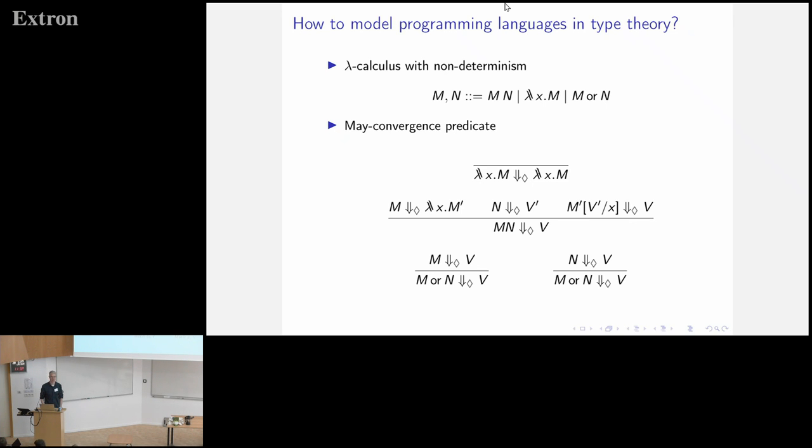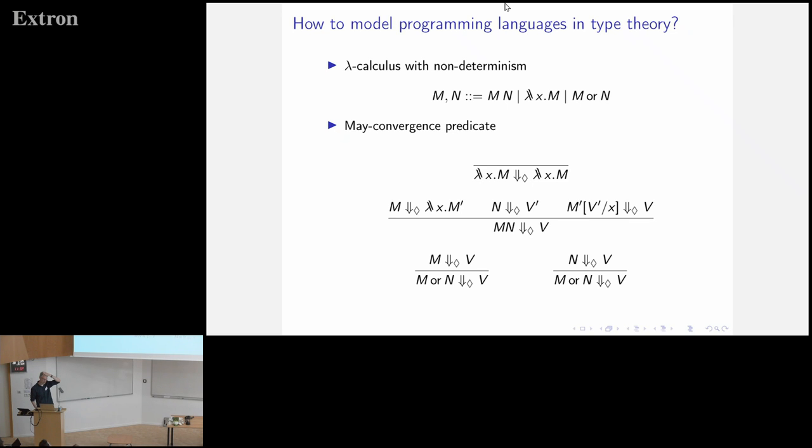And the object language that we considered was the untyped lambda calculus with non-determinism, so finite non-determinism. And so that's the language that I have up here. Untyped lambda calculus has recursion, and now it also has non-determinism. I used the double lambda just to distinguish that from the meta-level lambda in a minute. And what I've given here is a may convergence predicate. You can see from the two rules here that for M or N to converge to something, it's enough that either M converges to it or N converges to it, and the other one can diverge still. I'll also consider must convergence, but later on. So this is where we start.